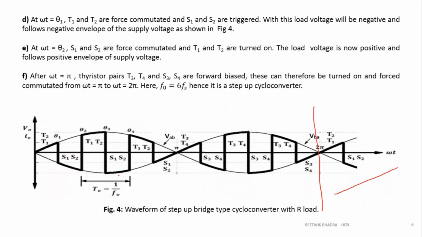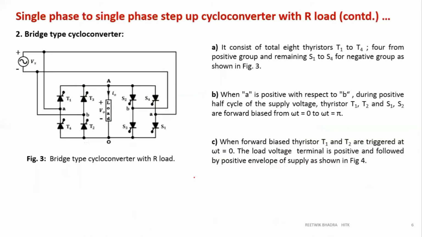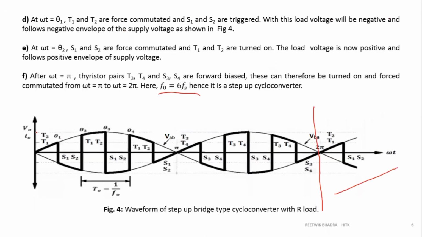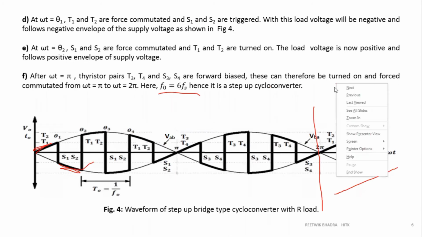So how many cycles are there? You can easily observe 6. So 6 Fs over here. So what is the difference between these two? Only one thyristor is conducting over here for each cycle, right? One thyristor. Over here we have 2 thyristors conducting for each cycle. That is the main difference.